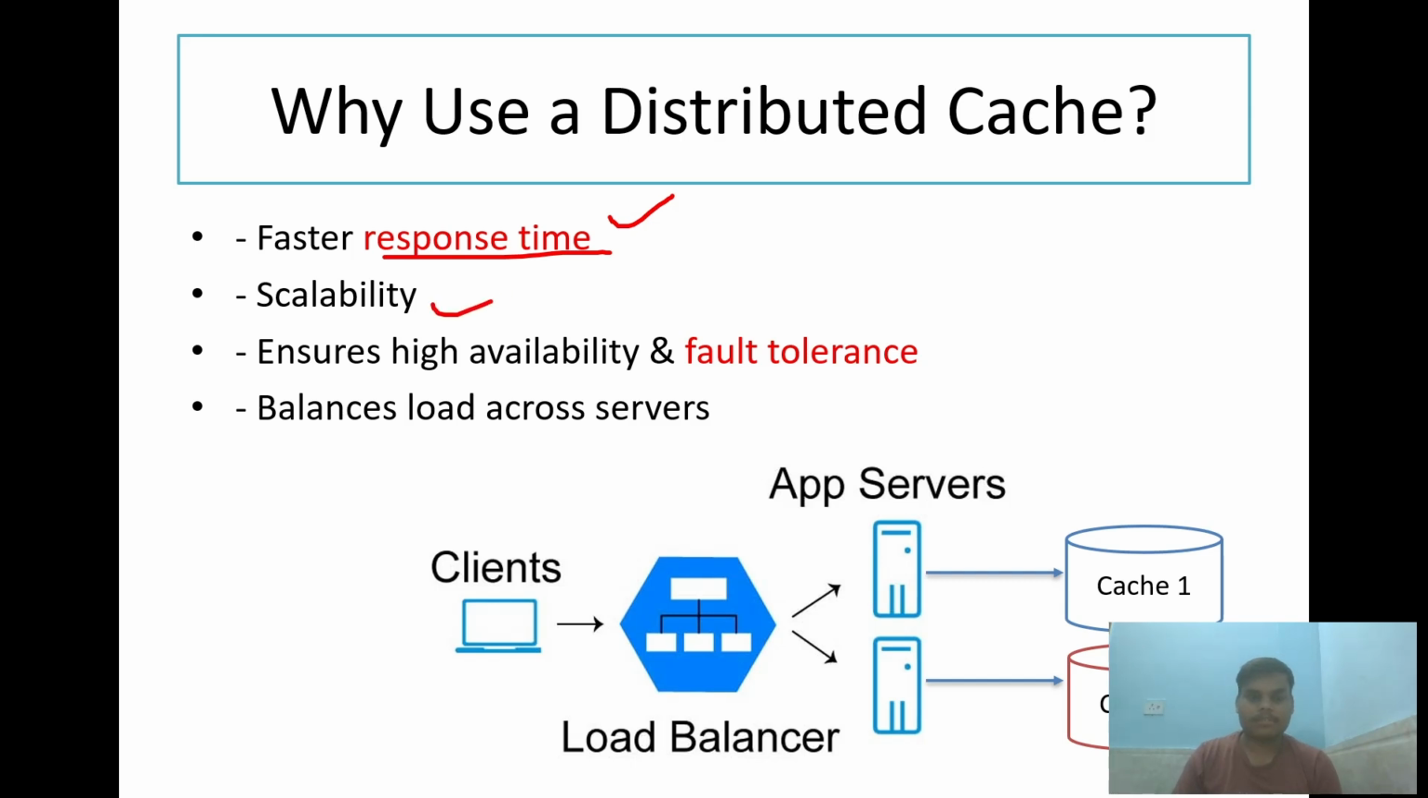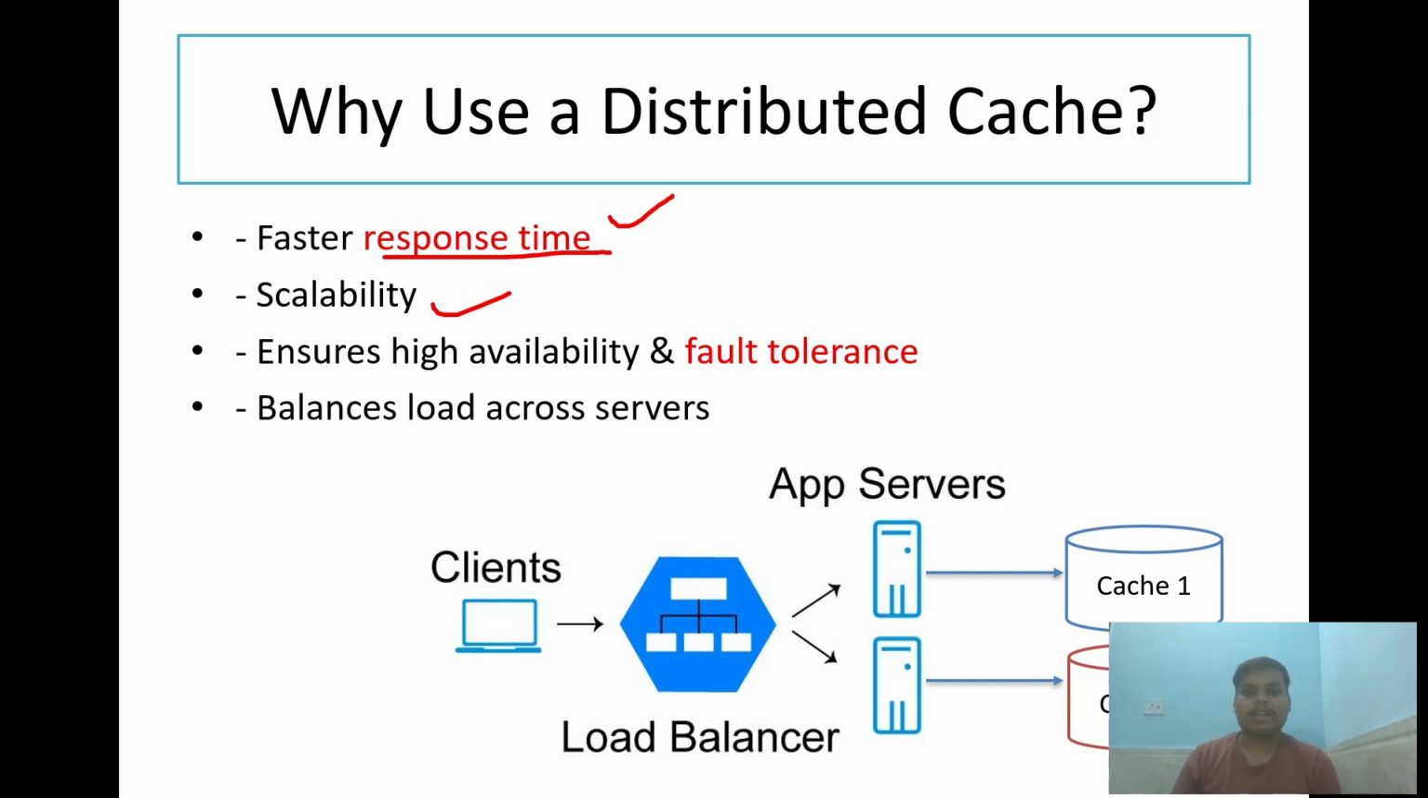Another point is scalability. So what the distributed cache does is that it handles millions of requests by its caching technique. So it makes the system scalable. Also it increases the scalability.